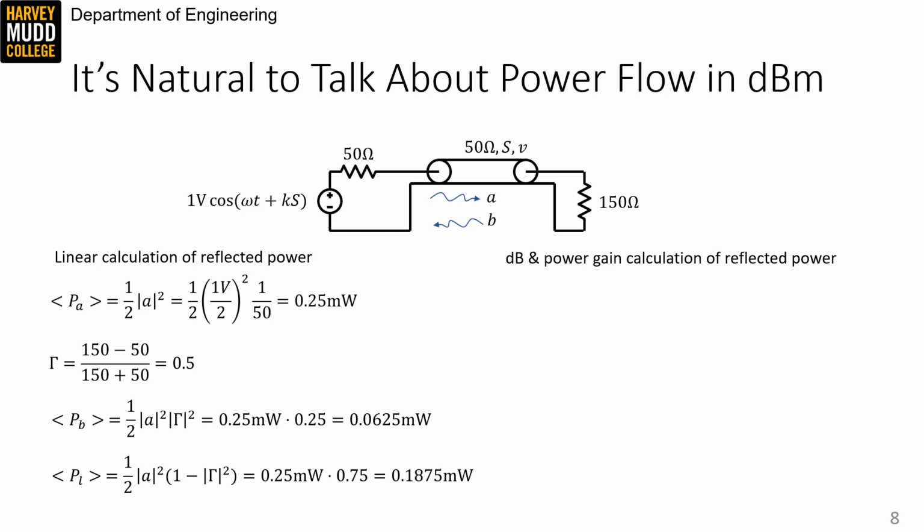Gamma is 0.5 for this example. So the reflected power is going to be 1/4 of a milliwatt times 0.5 squared, which is 1/16 of a milliwatt. The rest of the power goes into the load, so it receives 3/16 of a milliwatt.